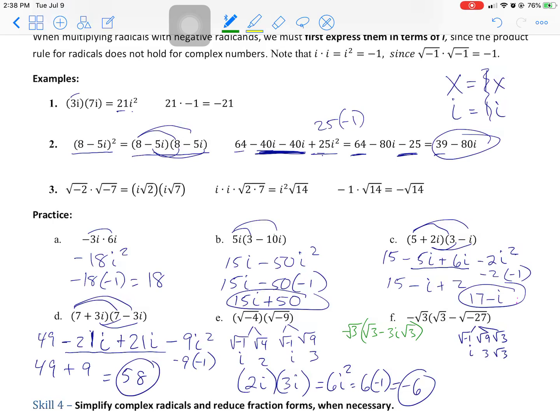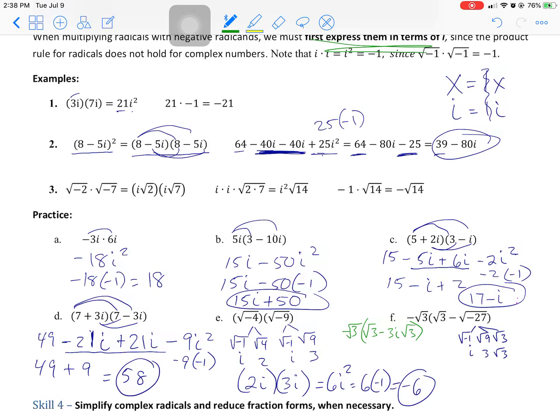In this case, if you didn't notice that and you didn't do that and you just processed everything correctly, you would get the right answer, but that would not be the case all the time, so make sure you're trying to process those radicals. If there's a negative, express them in terms of i first.